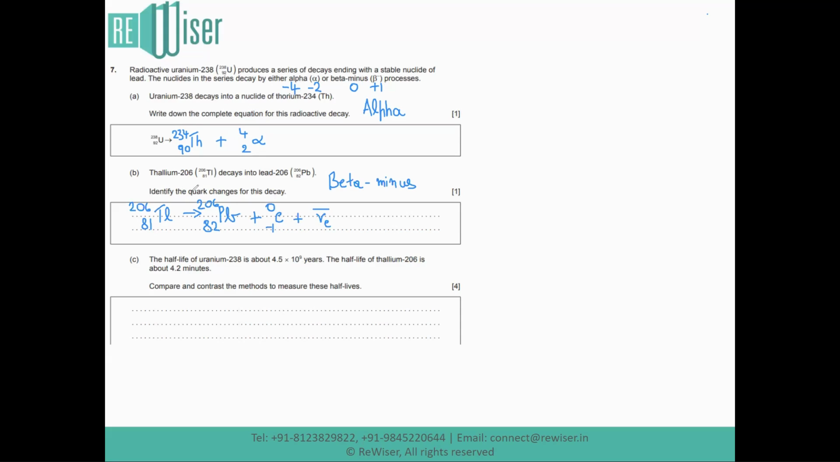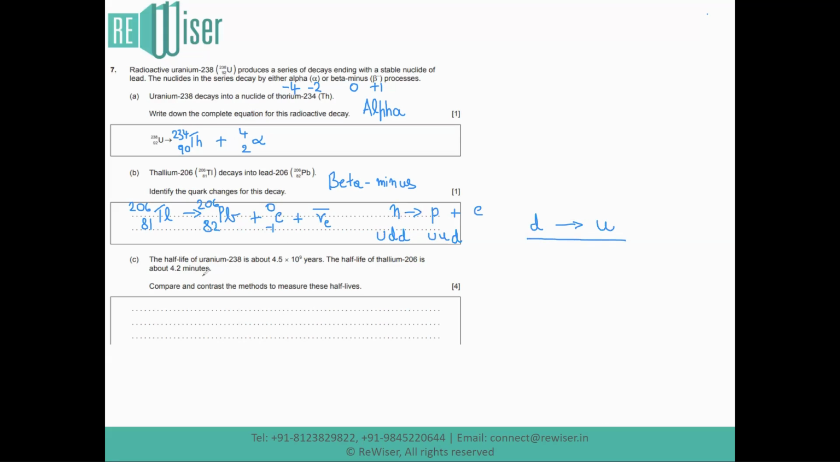Here, they have asked us to identify the quark changes of this decay. Here we understand that a neutron gets converted into a proton plus an electron. The neutron is made up of 3 quarks, that is the up quark, the down quark, and the down quark, while the proton is made up of two up quarks and a down quark. So looking at this transition, in terms of quark changes, a down quark is changing into an up quark for this specific reaction.